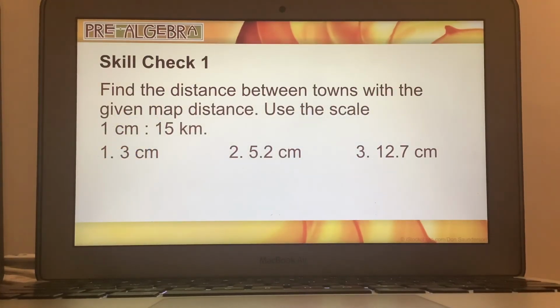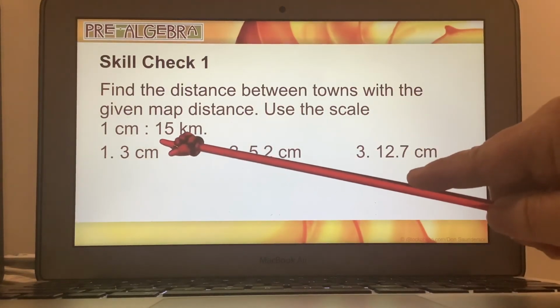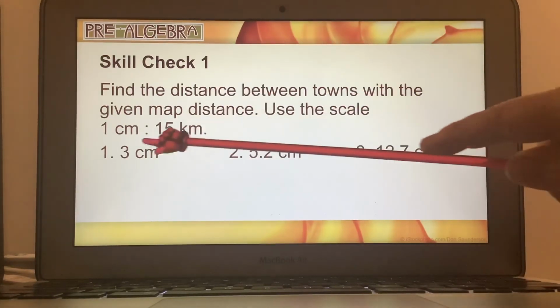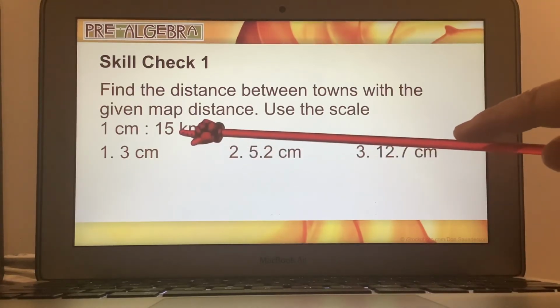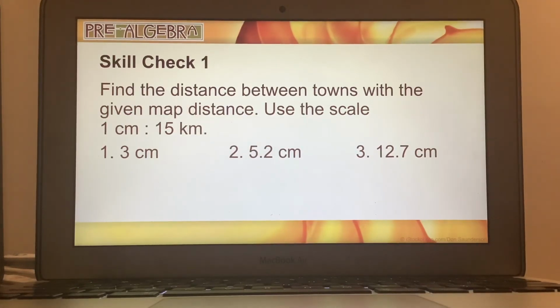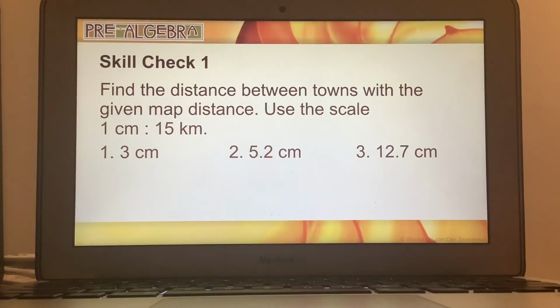Let's take a look at a couple of examples here. Find the distance between towns with the given map distance. Use the scale. So here's our scale. Let's say we have 1 centimeter is equal to 15 kilometers. Then how much is 3 centimeters equal to? Basically, you're going to multiply 3 centimeters times 15 kilometers, because every centimeter is going to be 15 kilometers. And you're going to have 15 kilometers 3 times, so all you have to do is just multiply 3 times 15, and we get 45 kilometers.